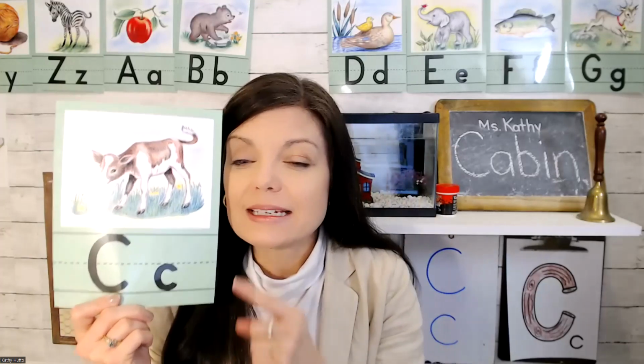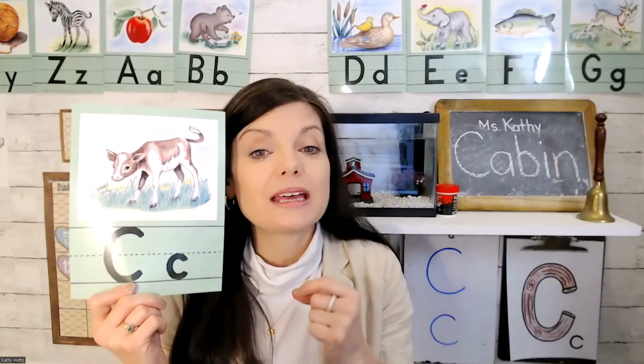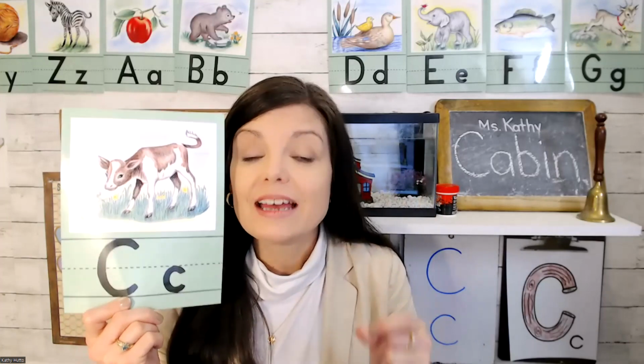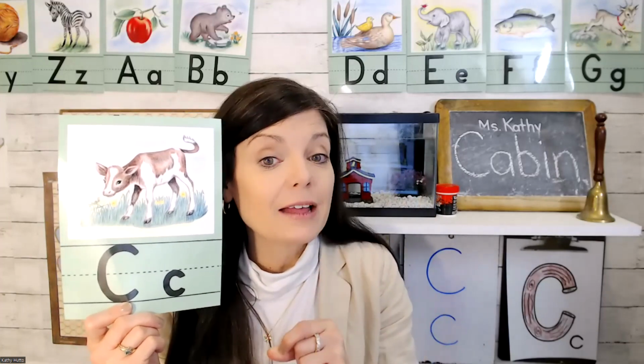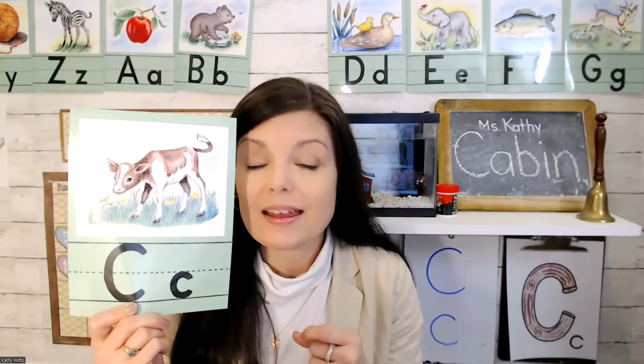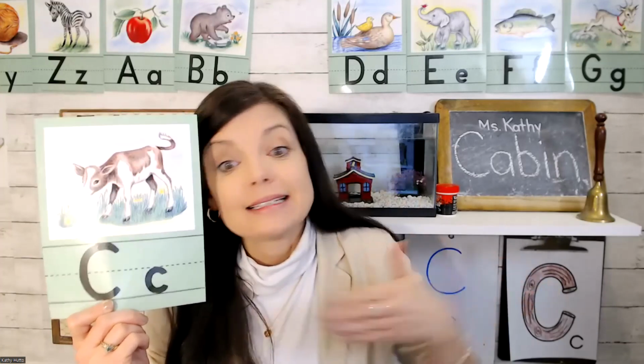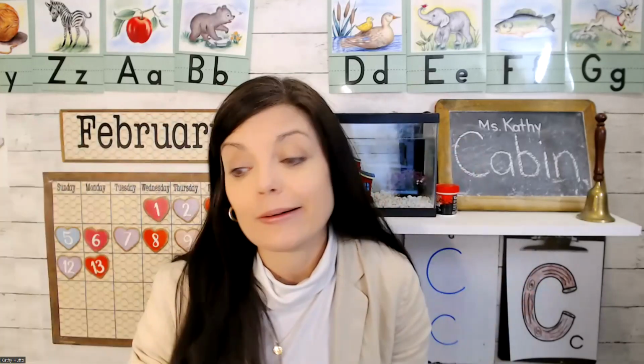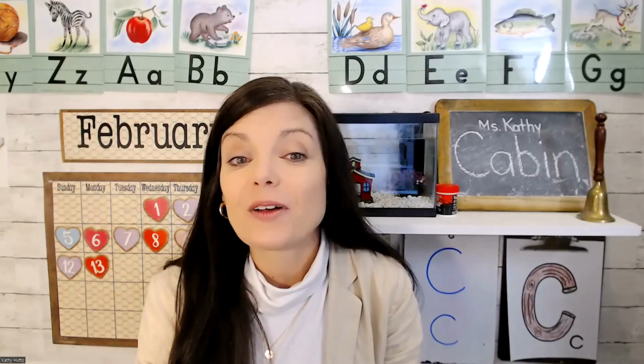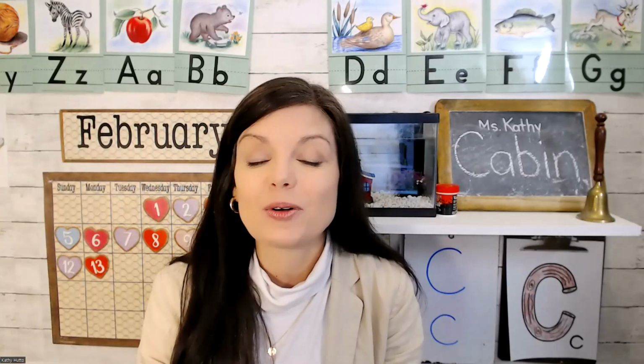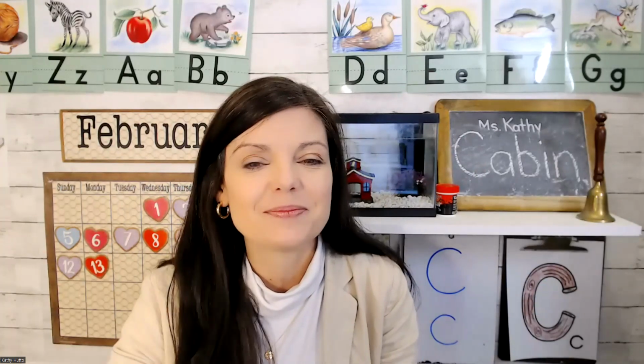The only time that C doesn't make that sound is if it comes before E and if it comes before I. C before E and I makes the sound like a snake, like letter S. Well, it's time for us to go over to the art table. We're going to make a cozy cabin.